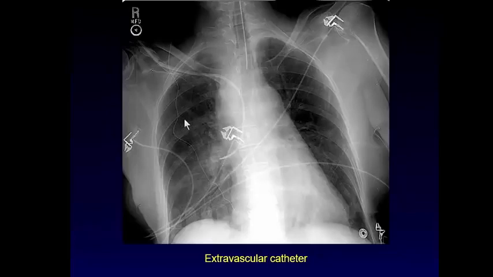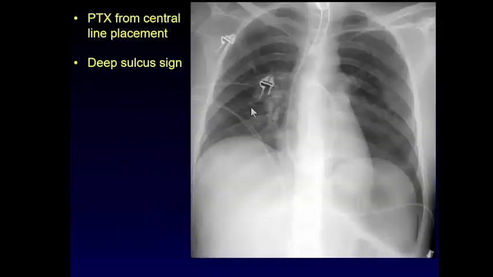Here's a catheter that's not behaving by any venous or arterial anatomy. It's just hanging out in the mediastinum. It overlies the inferior right hilum, may even be in the pleural space. There's a right paratracheal hematoma. This is an extravascular catheter.